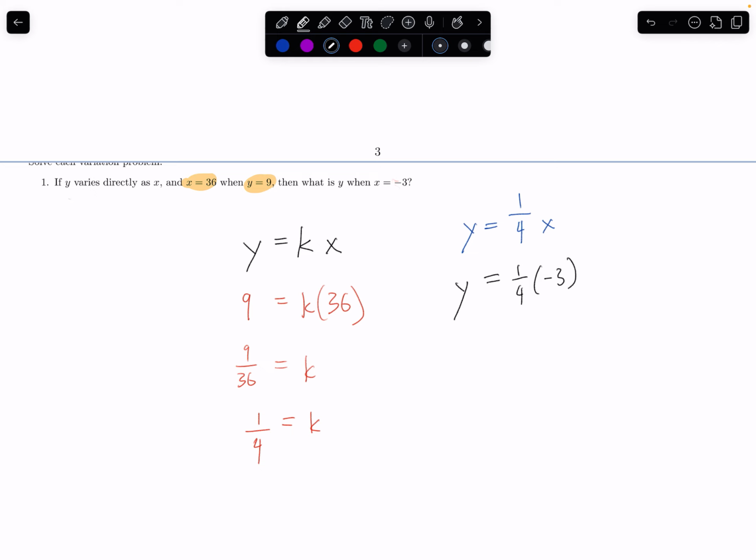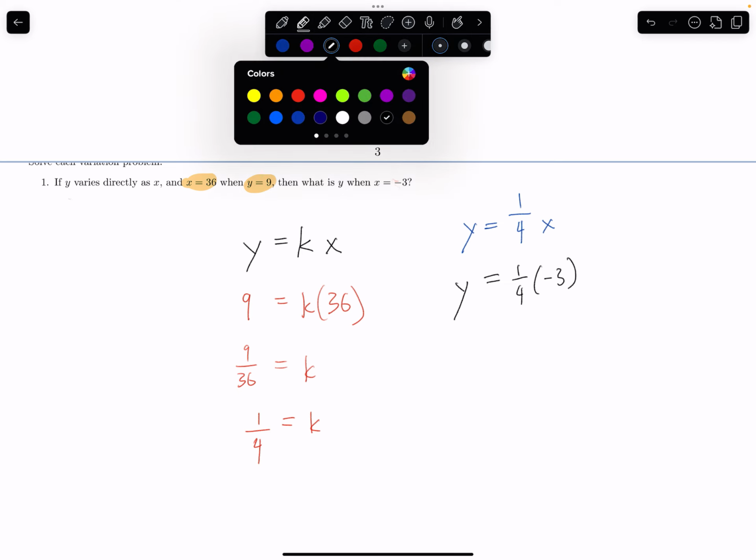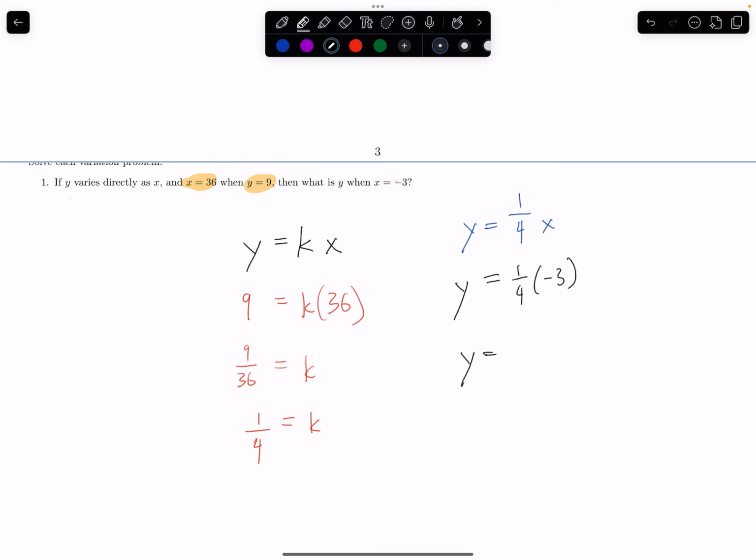And then you just plug and chug like my old middle school teacher, Mr. Corcoran, used to say. I think I told you guys about this. Okay, so you just plug it in. -3 times 1/4 is -3/4. And boom, you're done. Simple, right? That was a direct variation question.